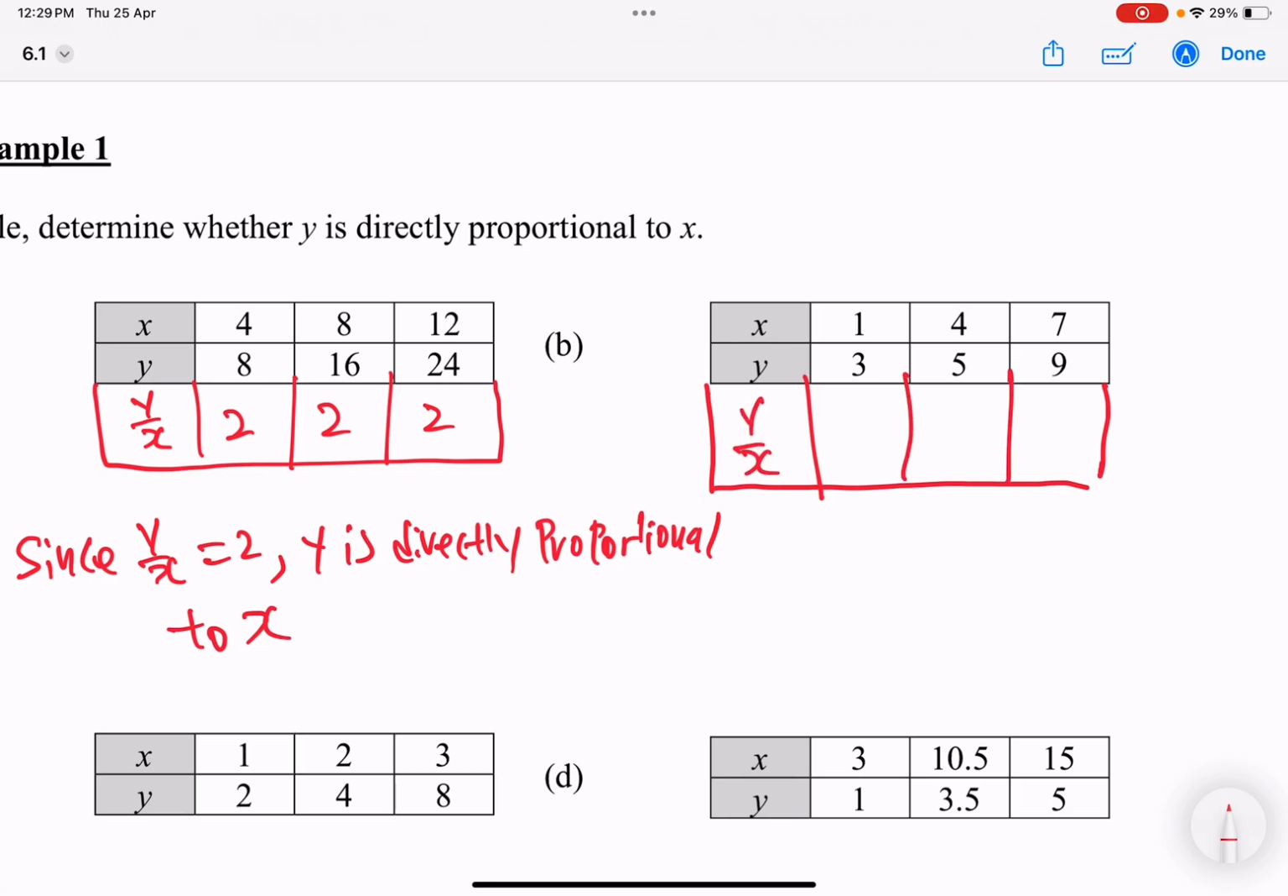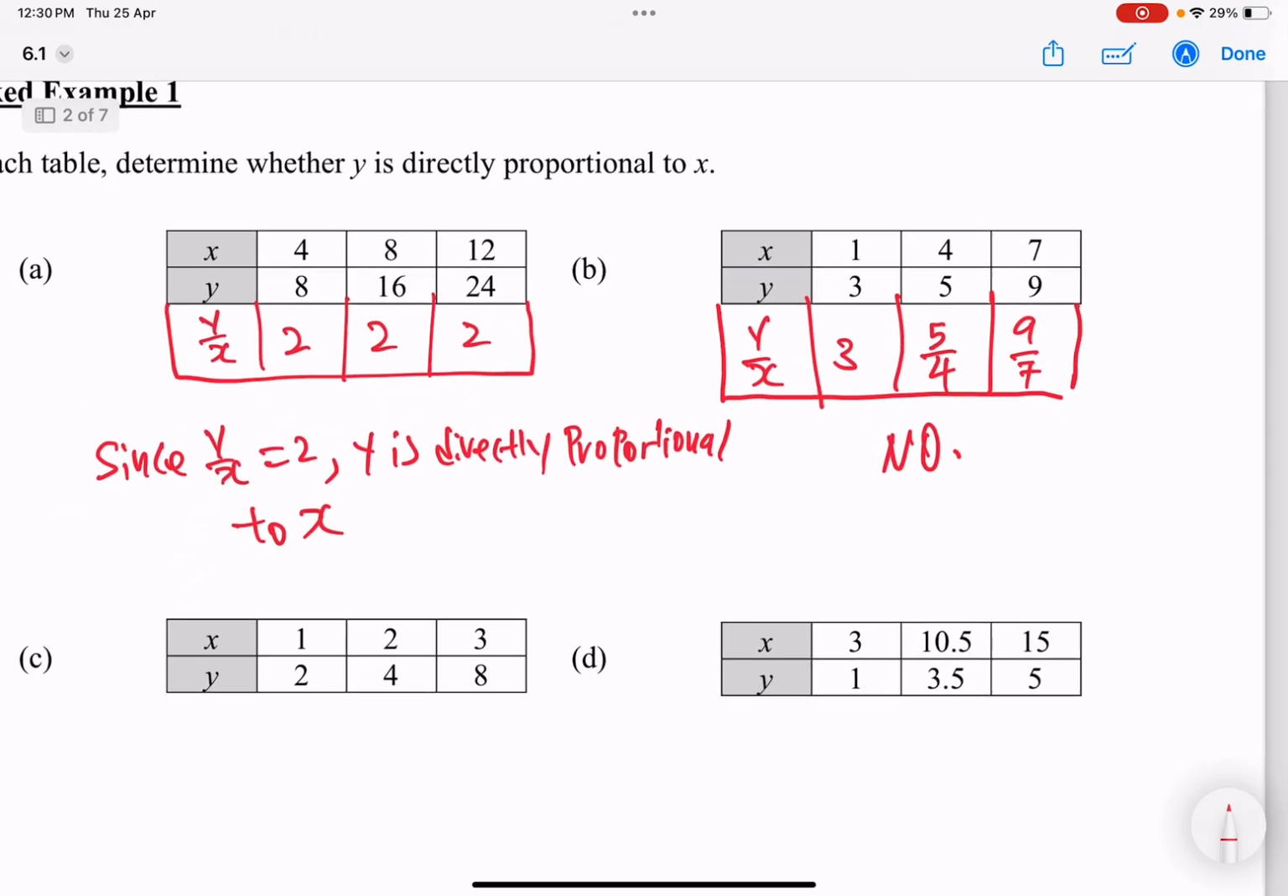What is my y over x? Let's try. Y over x is 3. In my second case it is 5 over 4. My last case is 9 over 7. So what do you think, guys? Is this directly proportional? No. It is not directly proportional at all, because the value of y over x is not the same. So we know that it is not directly proportional.